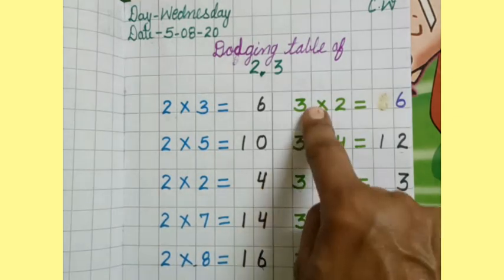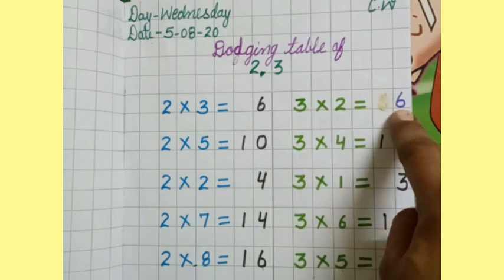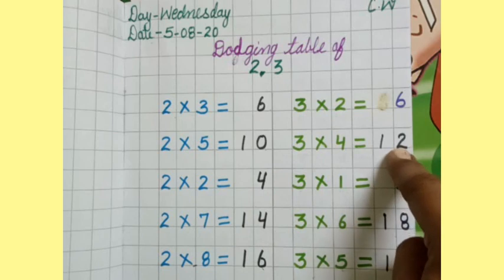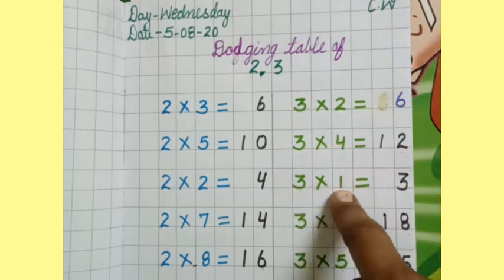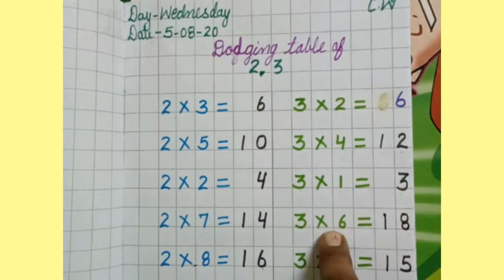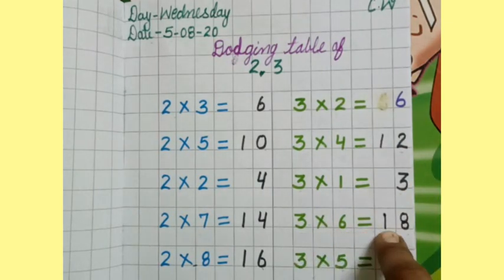Very good. 3 twos are 6. 3 fours are 12. 3 ones are, yes, 3 ones are 3. 3 sixes are 18. 3 fives are, yes, 3 fives are 15.